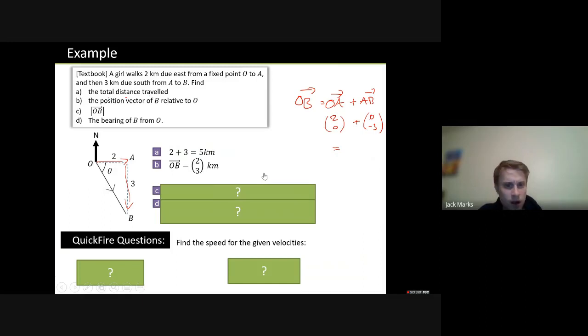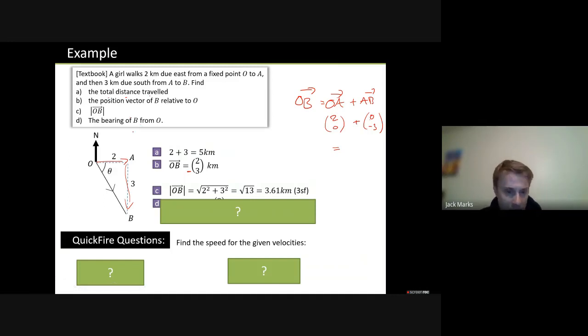2, the position vector of B relative to O. No, that's incorrect. That should be minus 3, okay? Because direction is important. Magnitude of OB, okay? So this is where we're going to apply Pythagoras.